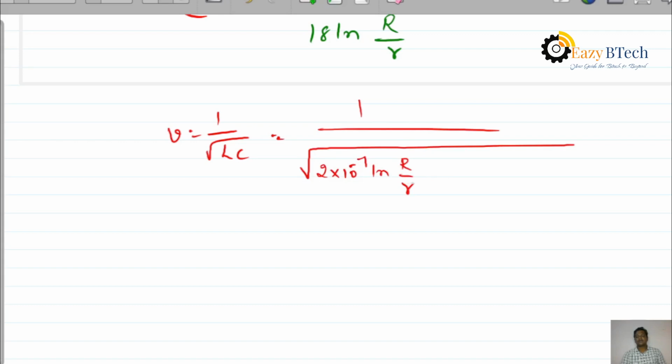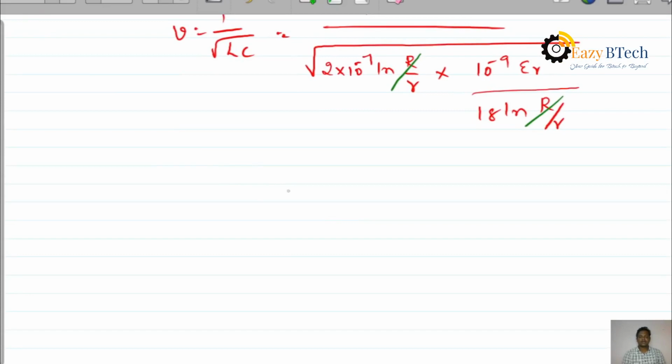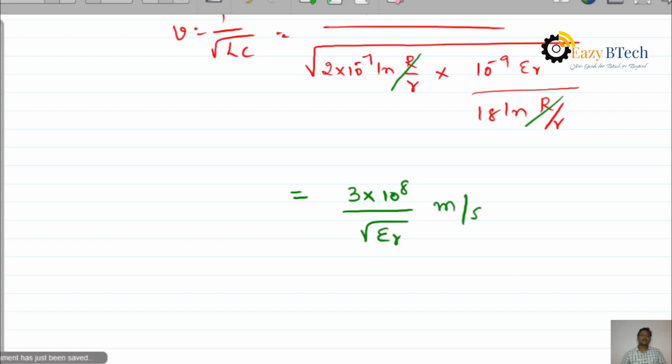Here also, I am not taking the internal flux linkage. Then C becomes 10 power minus 9 epsilon r divided by 18 ln capital R by small r. Therefore, here also ln R by r terms get cancelled. Finally, calculating this, we get 3 into 10 power 8 divided by root epsilon r meters per second. This is the velocity of wave in underground cables.